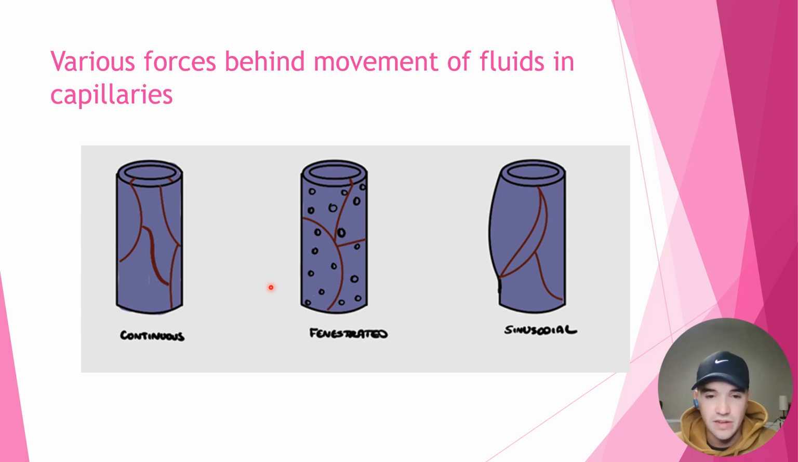Next, we have fenestrated. I never have known how to say that. Fenestrated, I think, is what it is. These are just like continuous, except they have pores all throughout them, which allow for bigger molecules to go in and out. We'll talk about what capillaries do, but this will be important. And then you have sinusoidal capillaries, which are a special type of capillary in the bone marrow, the liver and the spleen. They have large gaps, for example, between different sections, and they let in even bigger molecules.